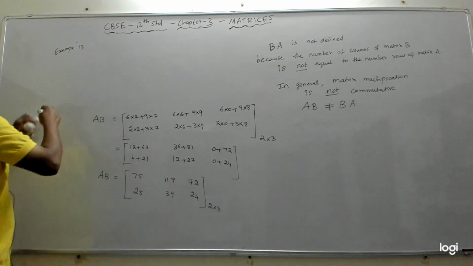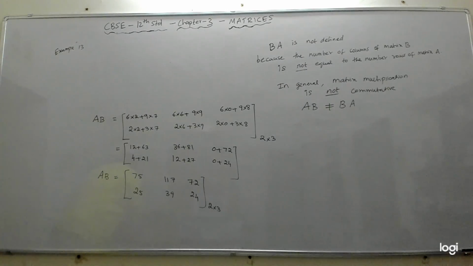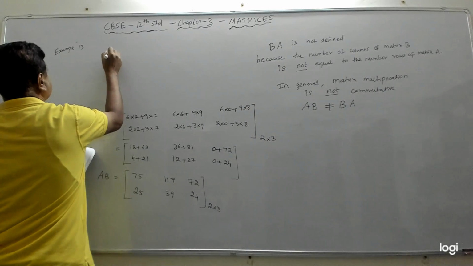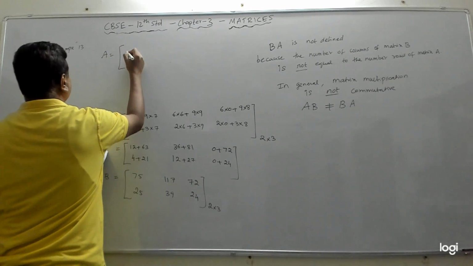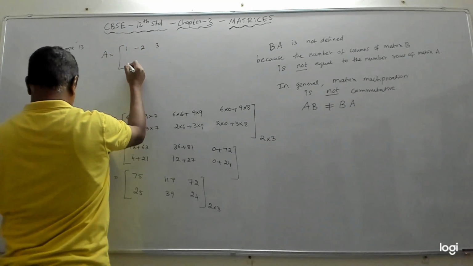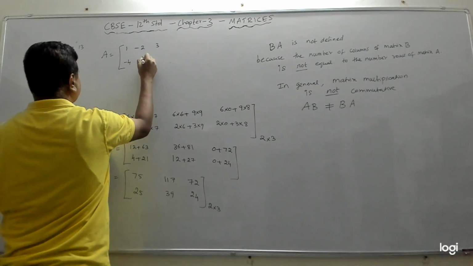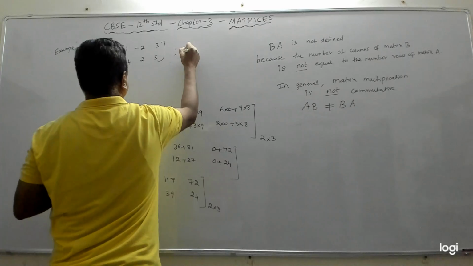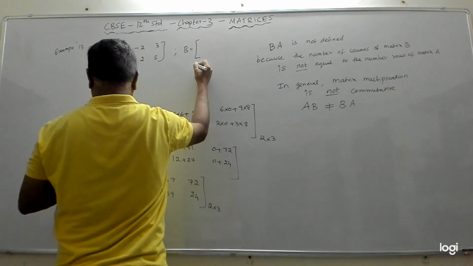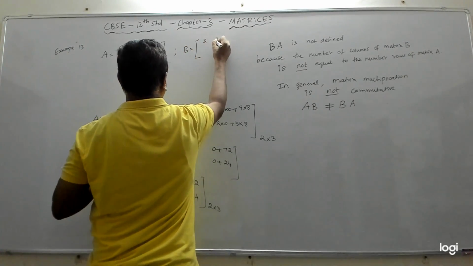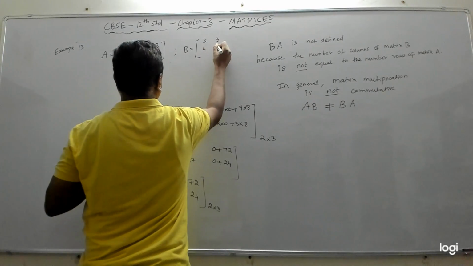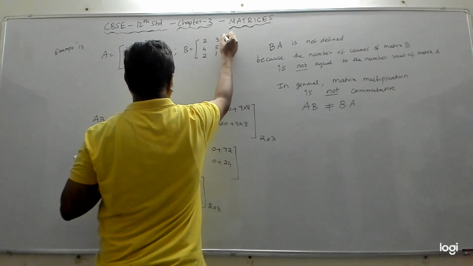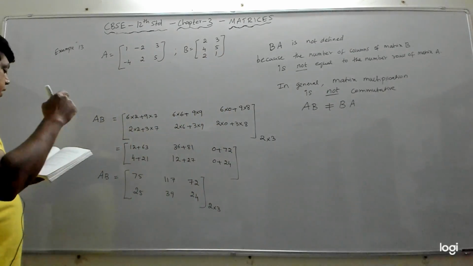Fine. So example 13: we have the matrix A. Matrix A is 1, minus 2, 3, minus 4, 2, 5, and matrix B is 2, 3, 4, 5, 2, 1. Now find AB and BA.